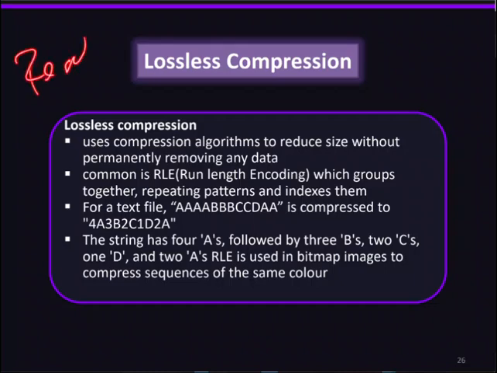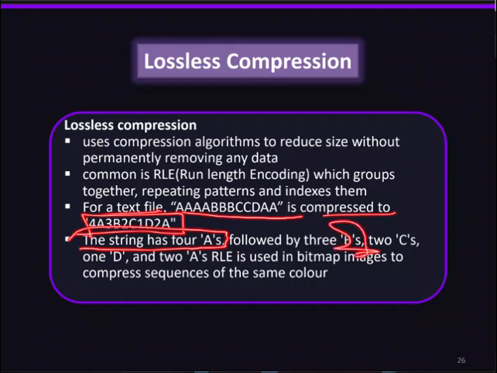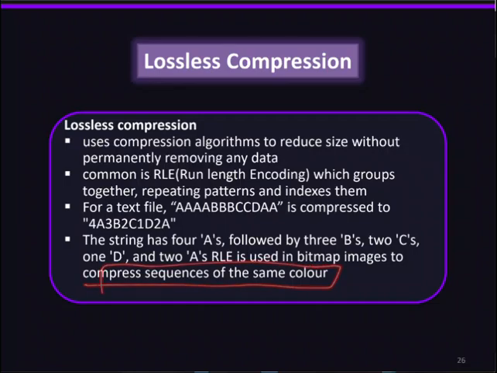Lossless compression, read it several times. It uses compression algorithms to reduce the file size permanently without removing any data. A common one is RLE, run-length encoding, which groups together repeating patterns and indexes them. For a text file, the string of 4 A's followed by 3 B's, 2 C's, 1 D, and 2 A's is compressed. RLE is used in bitmaps to compress sequences of the same number.